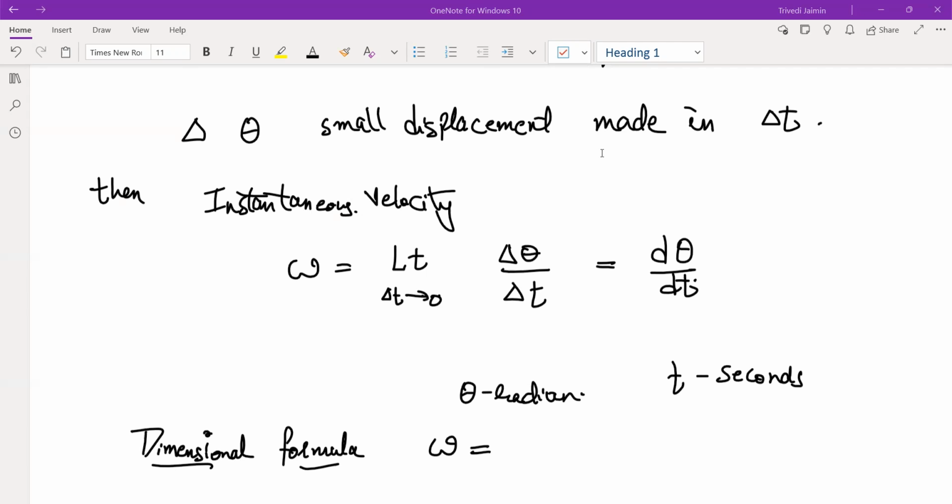Okay, how to make dimension now? Theta doesn't have dimension. We have time as a dimension, that is T. So how will we write? M0 L0 T minus 1. There is a dimension for angular velocity. Simple. M0 L0 T minus 1.